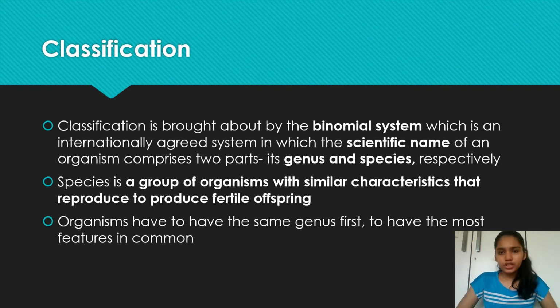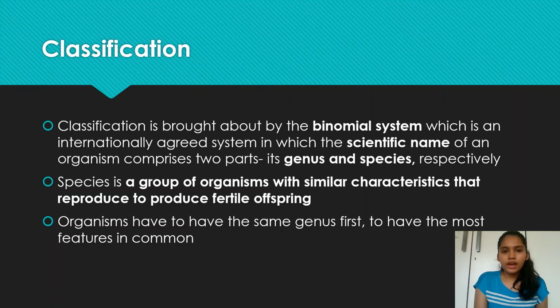So a species, this comes for around 2 marks. It is a group of organisms with similar characteristics that reproduce to produce fertile offspring. Fertile is a key word here. If you don't get that, you don't get it right at all. Similar characteristics is not really seen in your textbooks, but I have seen them in a few mark schemes. So you can mention this whole sentence and you will surely get your mark.